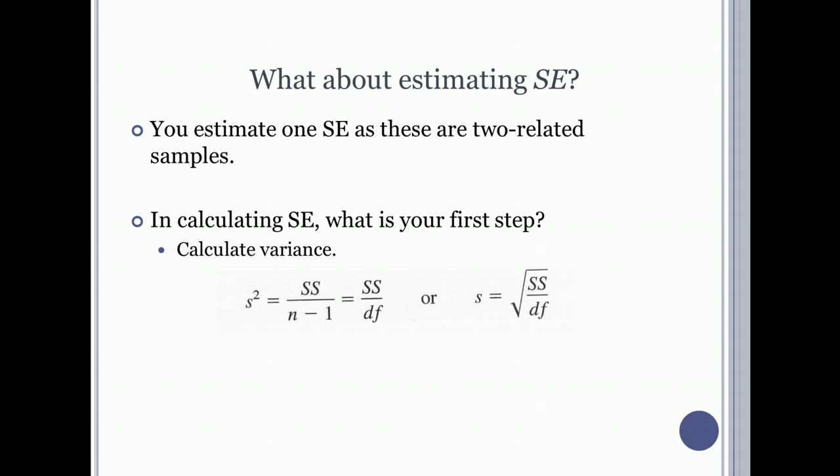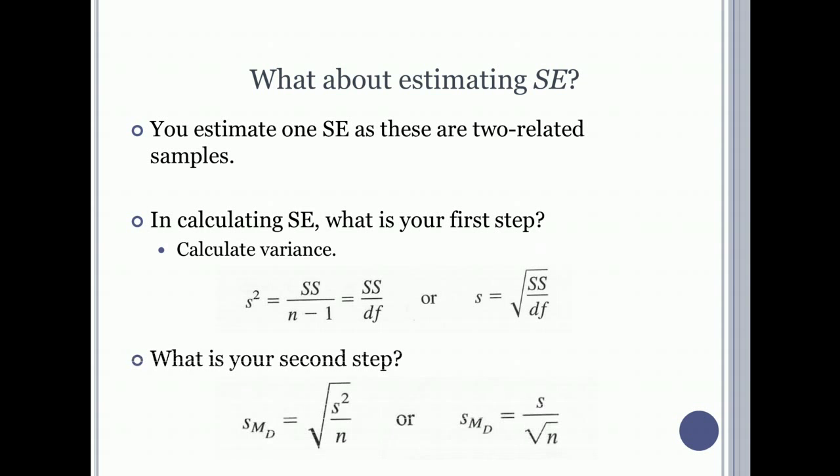So variance is notated as sums of squares over degrees of freedom, or you can jump ahead to the standard deviation, which is S without the square notation, which would indicate variance. S equals the square root of sums of squares over degrees of freedom.